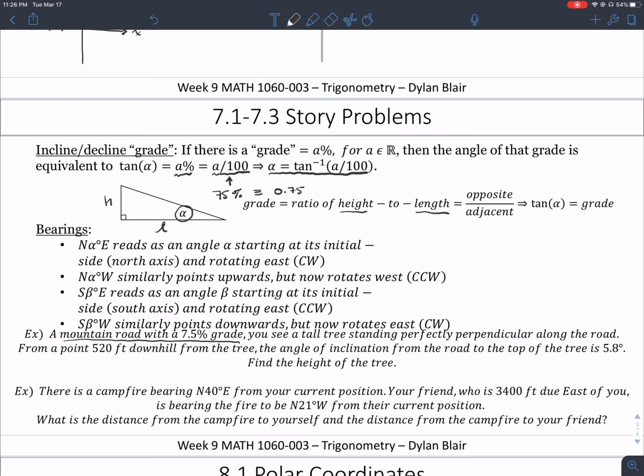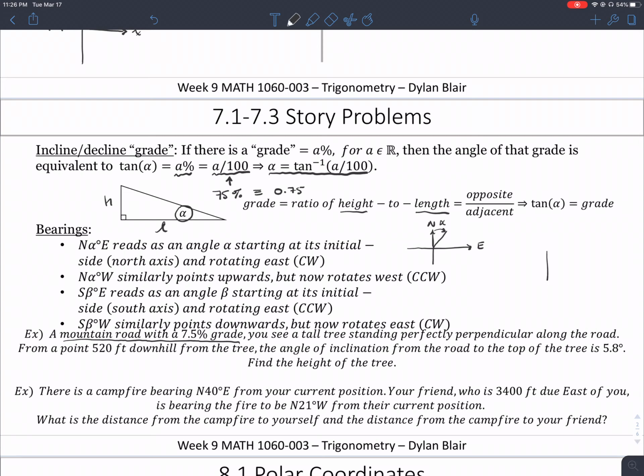Okay, then a few more terminology on these story problems. Bearings, okay, so when you're saying something like north bearing some degree east, all that's saying is that we're starting north, so that's our initial side length, and then we're rotating east. So we're starting here, and then we're rotating east by some specified angle, which is alpha.